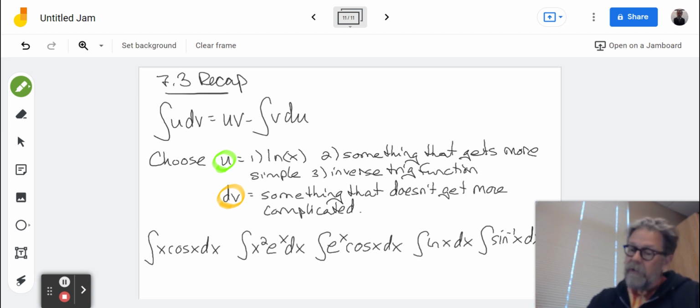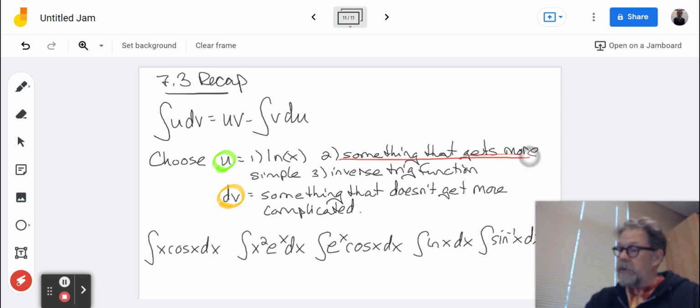So what do I do for choosing u? Well, thing one, if there's a natural log, you always choose the natural log. The derivative will be 1 over x. Boom, just got simpler. Thing two, you choose something that gets more simple rather than less simple. A polynomial always gets more simple when you take the derivative. Thing three, if there's an inverse trig function in there, you're probably going to choose the inverse trig function.